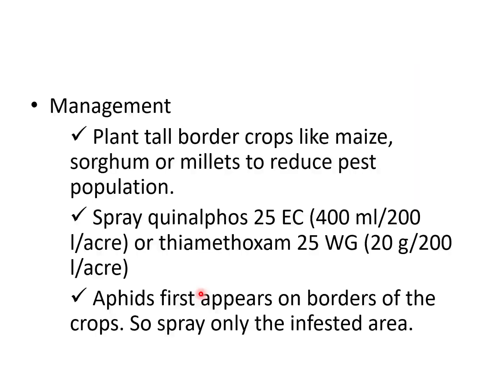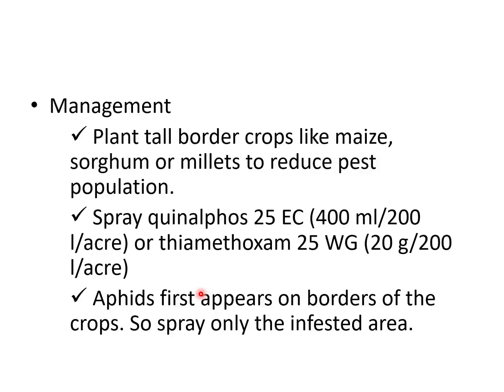And coming to the management, we can go for planting on the border of the field with tall crops such as maize, sorghum, and millets. The purpose is to provide a fencing to the main crop, that is wheat. The purpose of growing these tall crops is that it protects the field from the aphids invading from outside, because the crops such as maize, sorghum, and millets are not host for aphids.